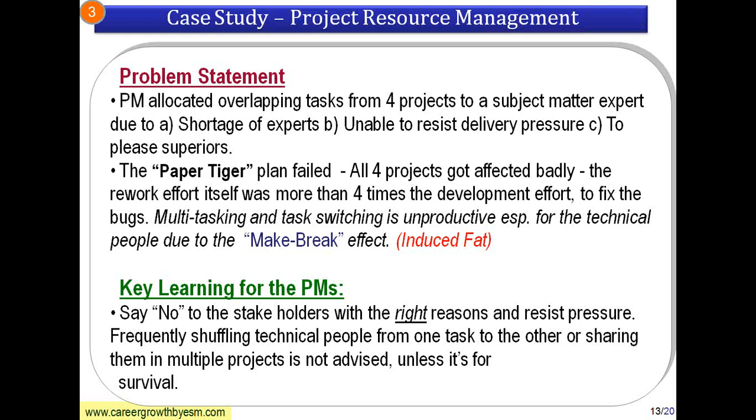So in this particular case, the plan has failed because of all 4 projects, the different tasks which were allocated to this particular architect or subject matter expert actually resulted in big rework. So the key learning here is that multitasking and task switching is very unproductive, especially for technical people. This is another kind of fat which is introduced by project managers only, so this should be avoided. People think, okay, he is a great guy, let me put him in 10 tasks. All 10 tasks will get screwed up.